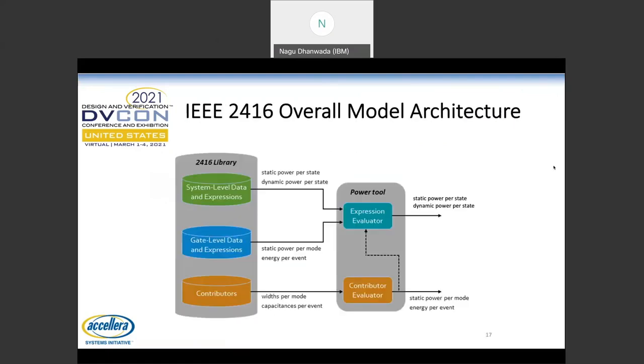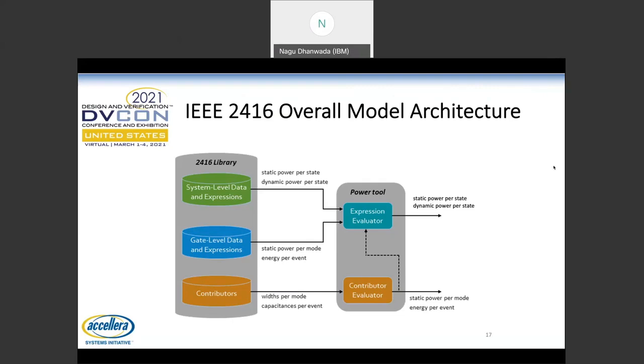Now, getting on to the overall model architecture itself. You saw in the slide, we show the 2416 library on one side and the power tool, which is actually using the 2416 library. The general architecture, as I mentioned a little bit earlier, is a multi-level architecture, which provides backward compatibility with existing gate-level models. This architecture also enables a single model with multiple levels and multiple representations to be used at various phases in the design flow. The gate level provides the storage of data for backward compatibility with legacy modeling approaches, and the power and energy data returned from this level are identical to that provided by Liberty, essentially. So these are the static power per mode and energy per event information.